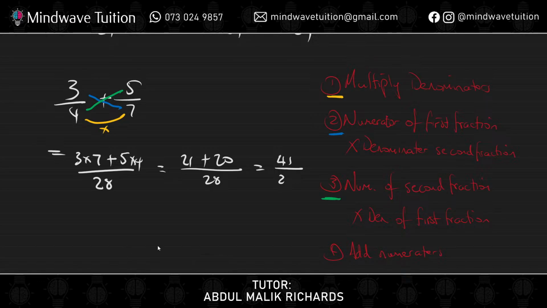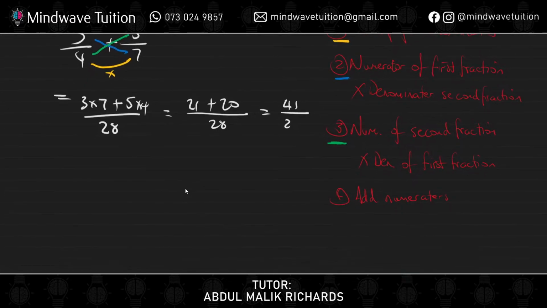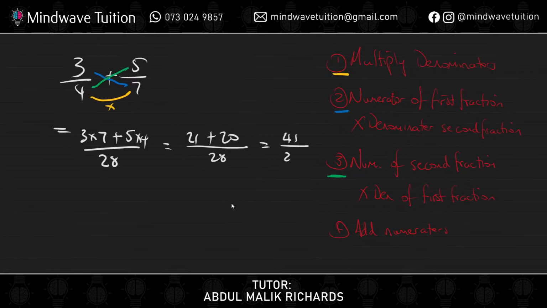And that is the butterfly method. Now, what happens if you have more than 2 fractions? So something like, oh wait, if you are writing this down, I'll leave that up for you for a second. If you do have more than, oh, there's an 8 missing.